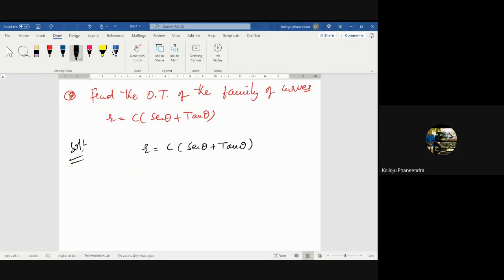Is the screen visible and the voice clear? Yes, sir.